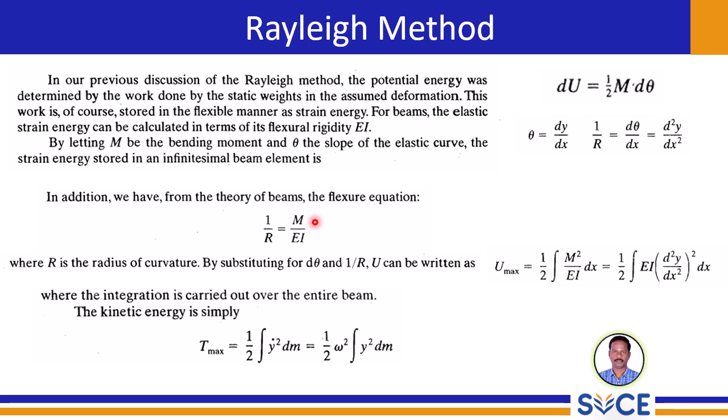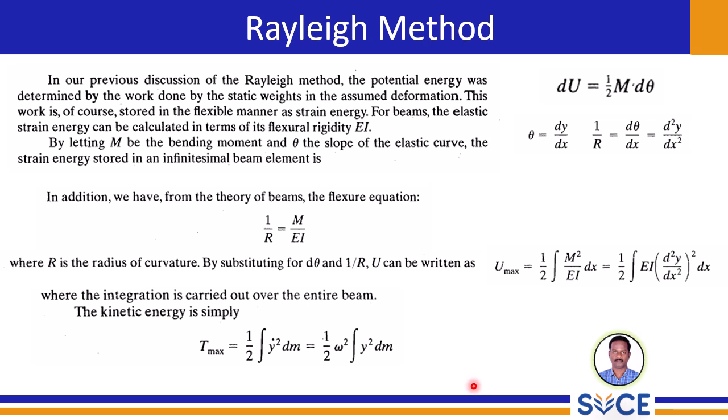By substituting this relationship, we can express the maximum strain energy stored in the entire beam as half the integration of M square divided by EI dx, where the integration is carried out over the entire length of the beam.